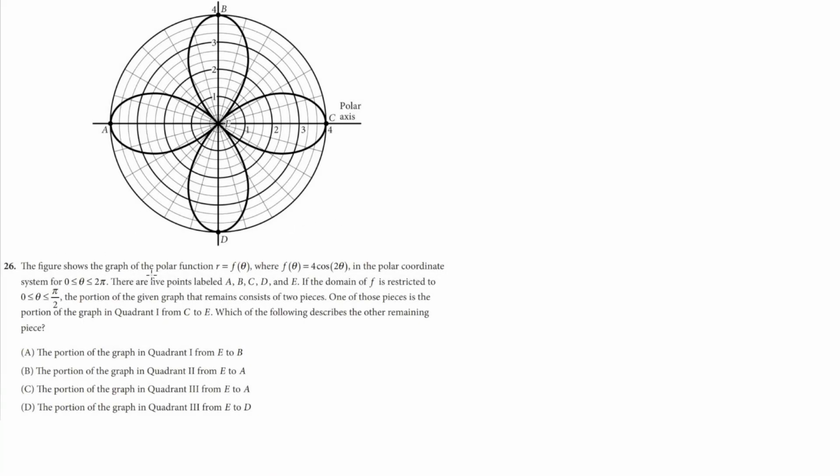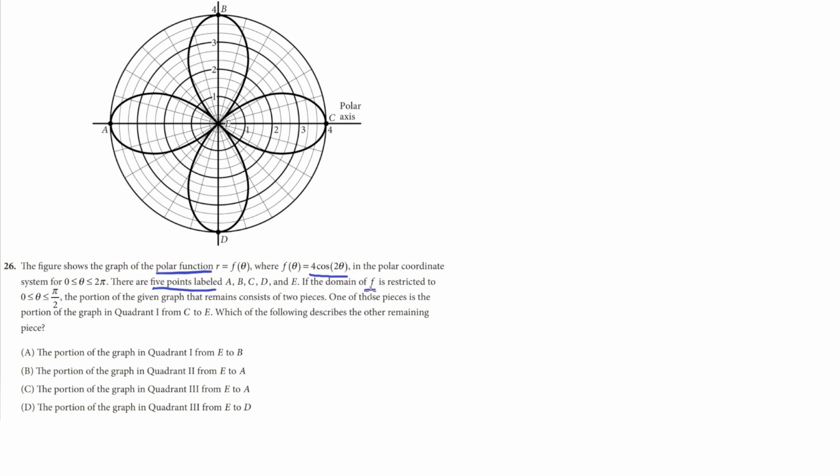The figure shows the graph of the polar function r equals f of theta, where f of theta equals 4 cosine 2 theta, in the polar coordinate system for theta greater than 0 and less than 2 pi. There are 5 points labeled A, B, C, D, and E.